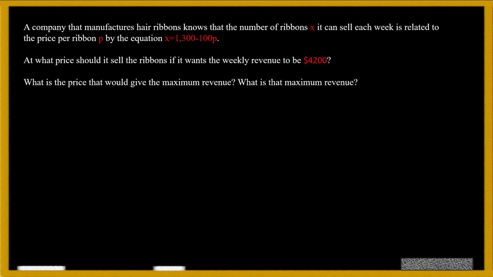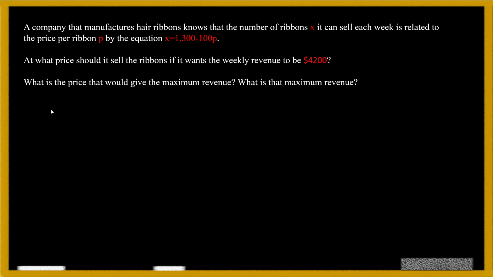A company that manufactures hair ribbons knows that the number of ribbons X it can sell each week is related to the price per ribbon P by the equation X equals 1300 minus 100P. We're going to start with the first question, which is, at what price should it sell the ribbons if it wants the weekly revenue to be $4,200?